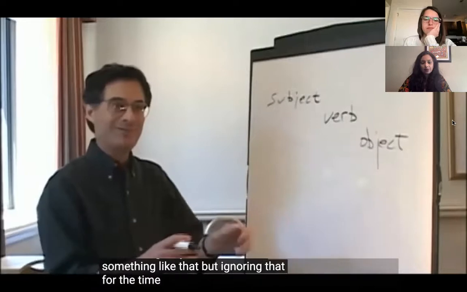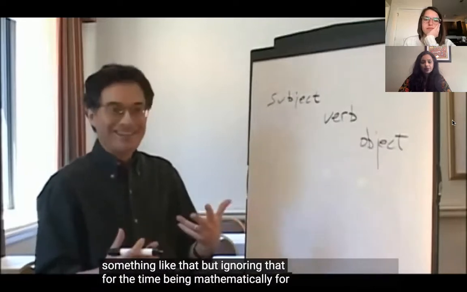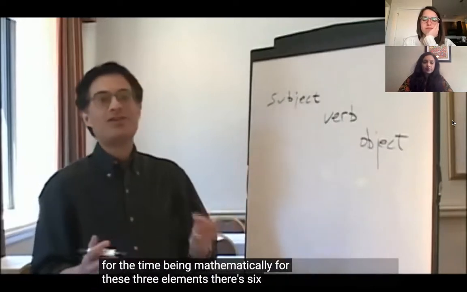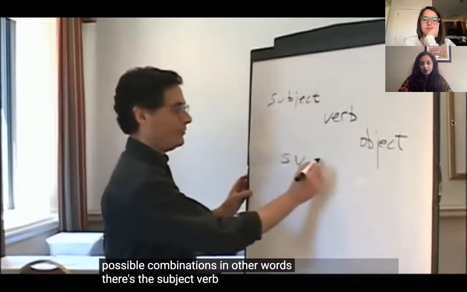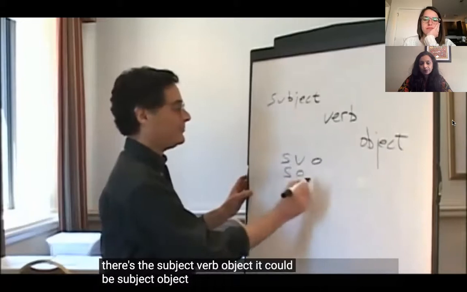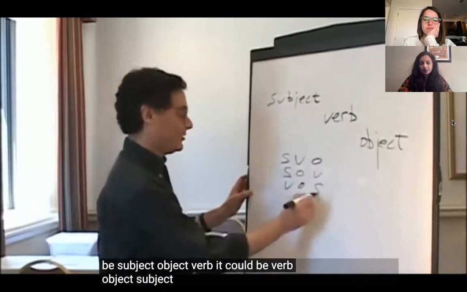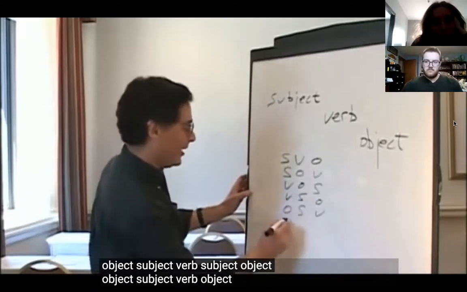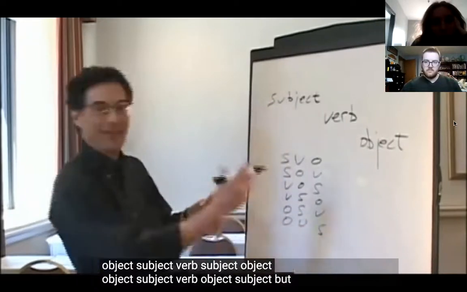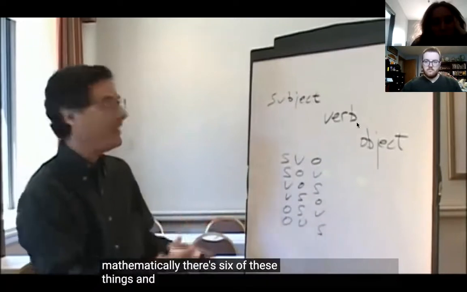But ignoring that for the time being, mathematically, for these three elements, there are 6 possible combinations. In other words, there's subject, verb, object. It could be subject, object, verb. It could be verb, object, subject; verb, subject, object; object, subject, verb; object, verb, subject. But mathematically, there's 6 of these things.